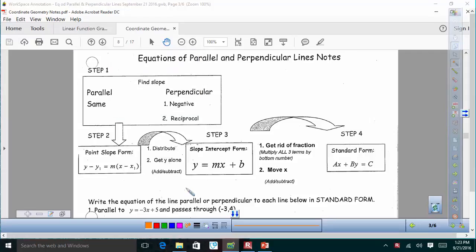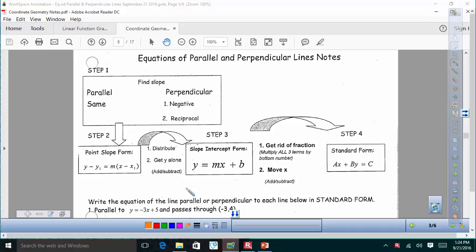So yesterday we talked about the slopes of parallel and perpendicular lines. Today we're going to use what we know about parallel and perpendicular lines to write the equations of parallel and perpendicular lines. So on your note sheet, you don't actually have step 4.